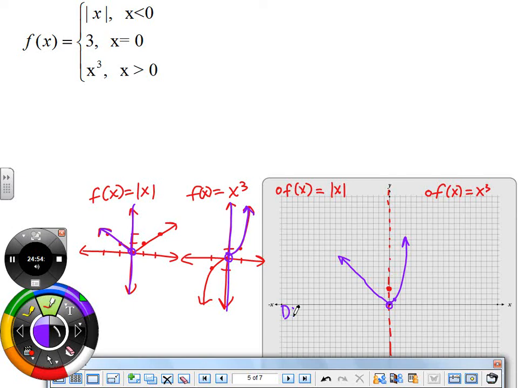All right, so what is the domain of this function? All real numbers. You can still plug in stuff less than 0, stuff more than 0, and exactly 0. What is the range of this function? So look at the y values.